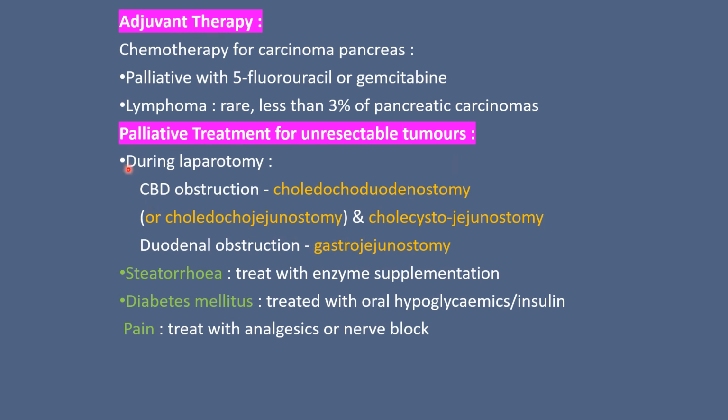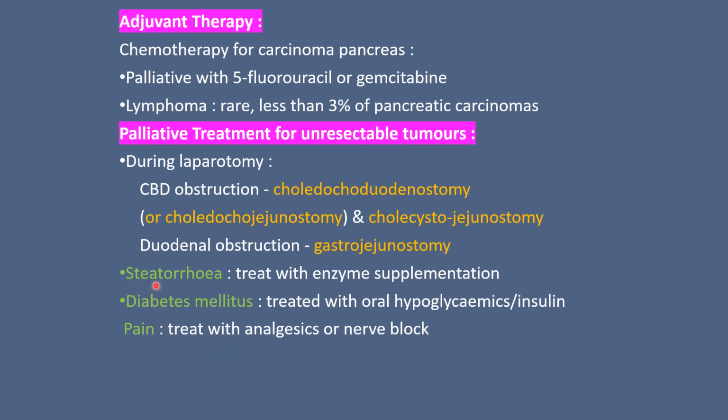If during surgery, during laparotomy, it is found to be unresectable, then the CBD obstruction can be relieved by a choledochoduodenostomy. If this is not possible, then a simpler procedure, cholecystoduodenostomy, could be done to divert or decompress the bile ducts. If the duodenum is obstructed and the patient has difficulty in feeding because of the obstruction and vomiting, then a gastroduodenostomy may ease the patient's symptoms.